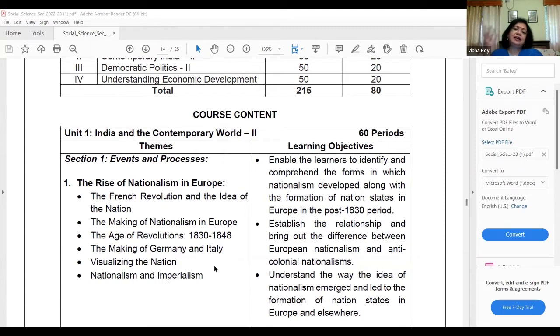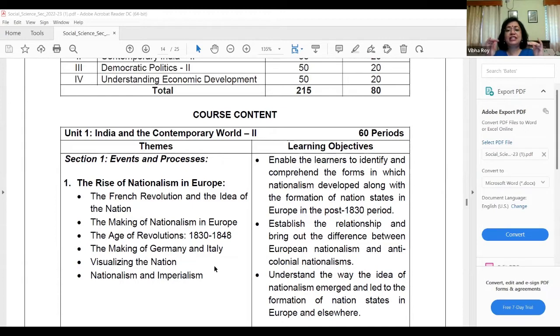Now, what is the learning objective from this entire lesson? First, it enables the children to identify and comprehend. So they have to identify the forms of nationalism and understand also the forms in which nationalism developed, along with the formation of nation states. So the idea of nation states, what is it? Why it was required in Europe in the post-1830 period.